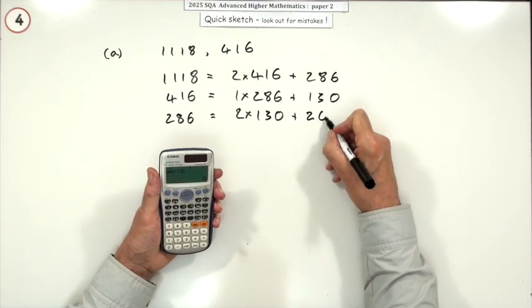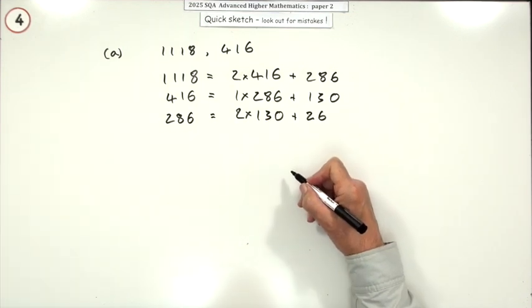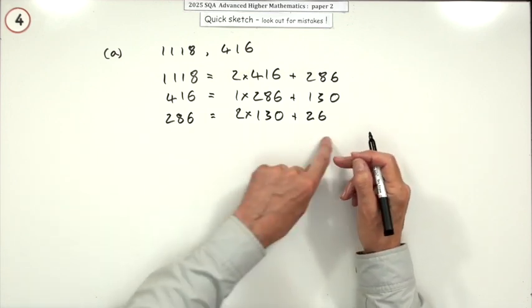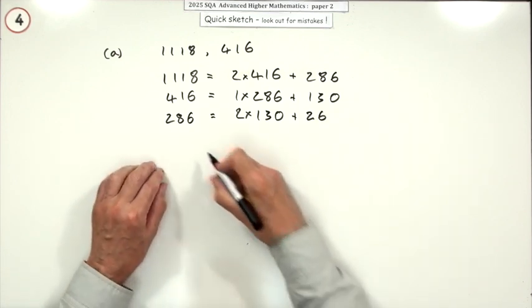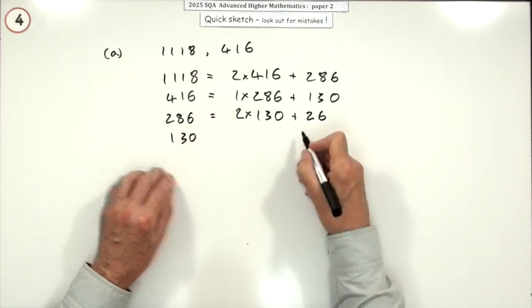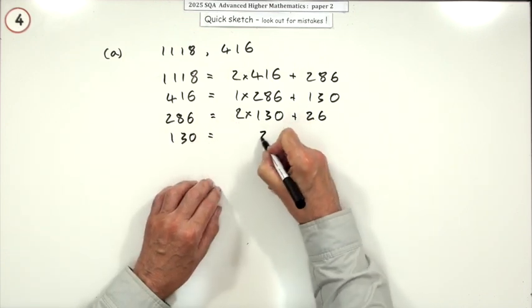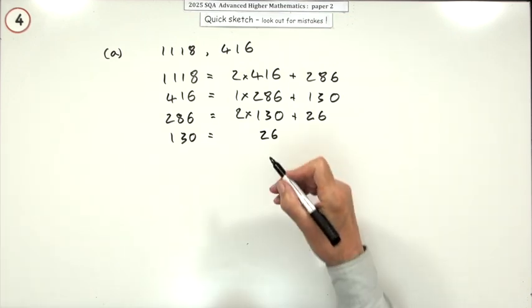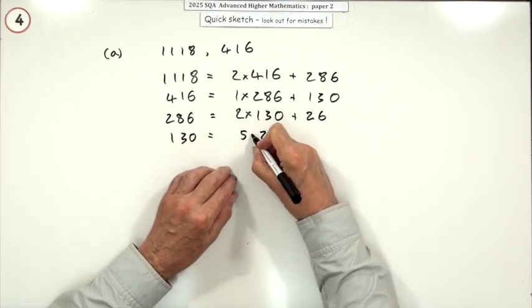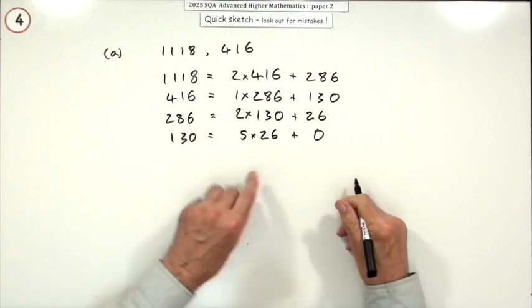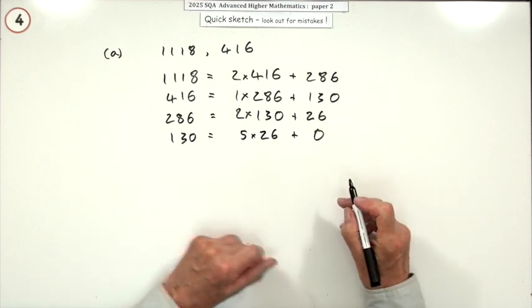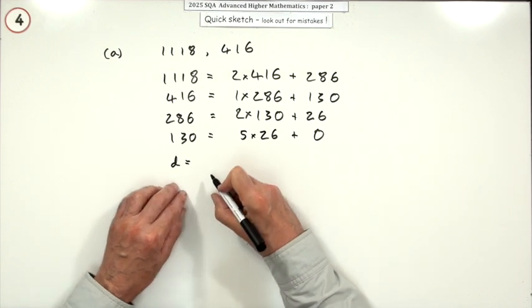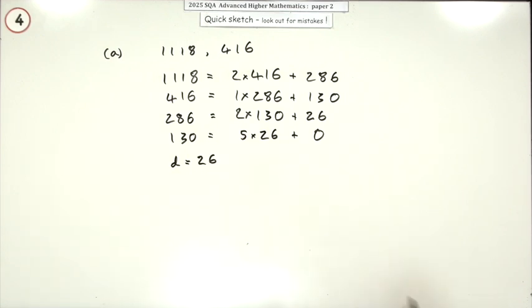You could have just done that part in your head, I suppose. So I've still not got the greatest common divisor. Well, if it divides into this, again, it'll have to divide into those two. So what about them? Does that 26 work? So divide it in, and oh, it does. Plus 0. So 26 is the answer. So it said, what's D? D was the greatest common divisor, so D is 26.